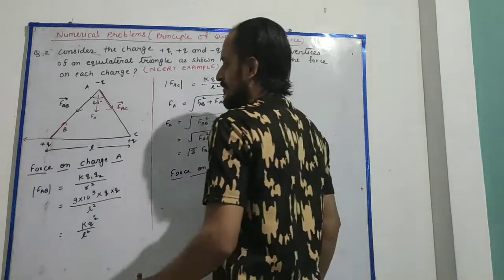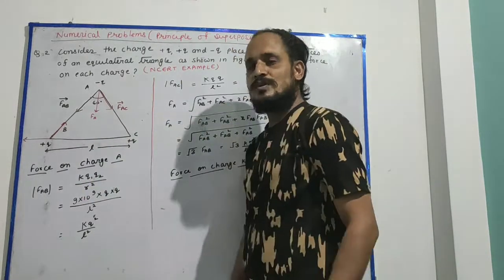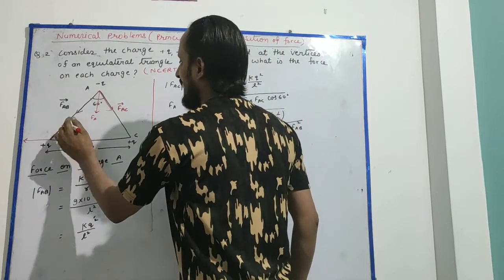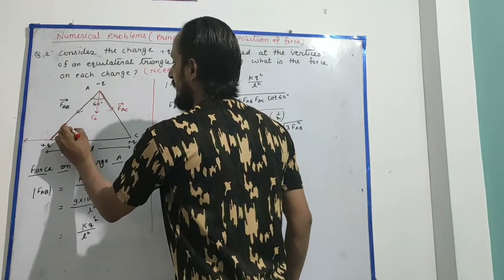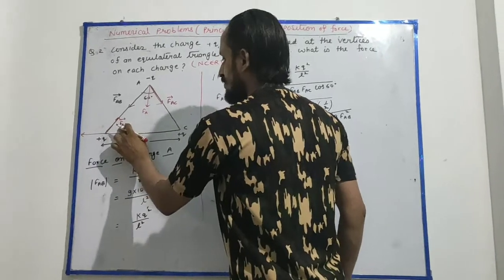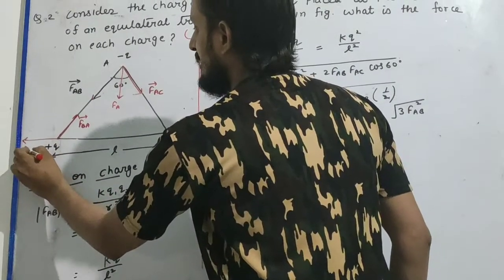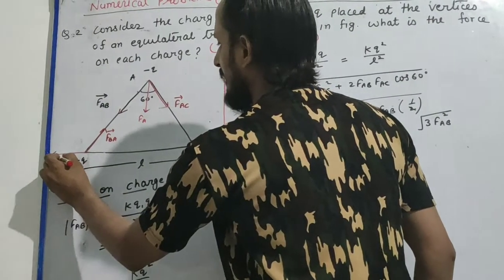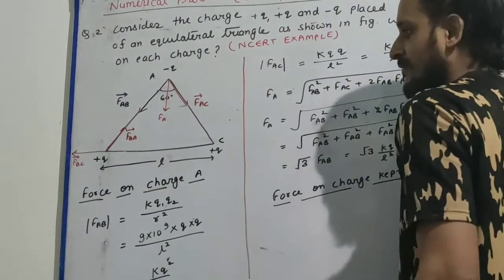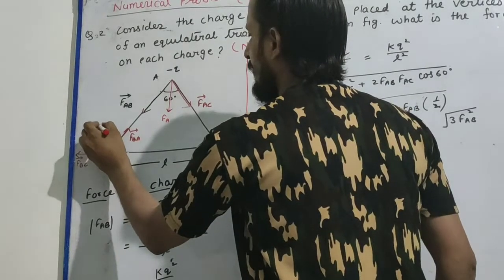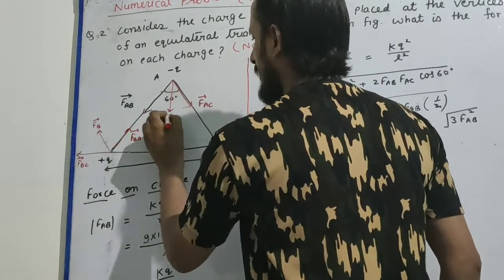And now we can say again there are two forces. First is force between B and A. You can write it FBA, force on charge B due to A. Now force on charge B due to C, FBC, and the resultant force would be in between, FB vector.